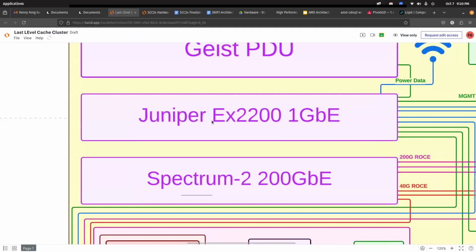A Juniper EX2200 1 gigabit Ethernet. Is that from their side, right? From the committee or the donation they offer us, right? I actually don't remember. I wasn't paying too much attention, but it doesn't matter because they won't count it as our power. So I'm not really crazy about it.